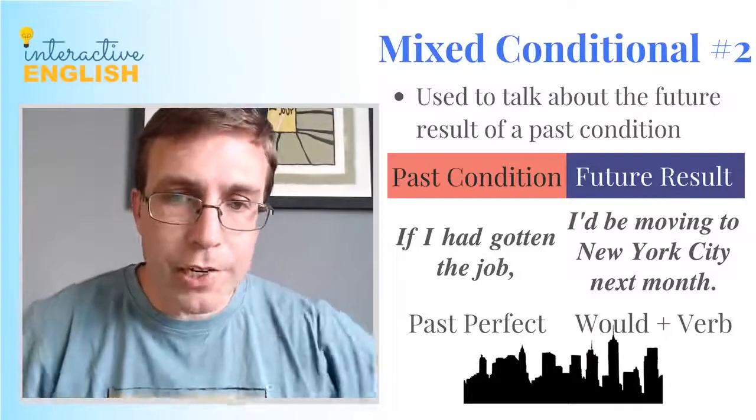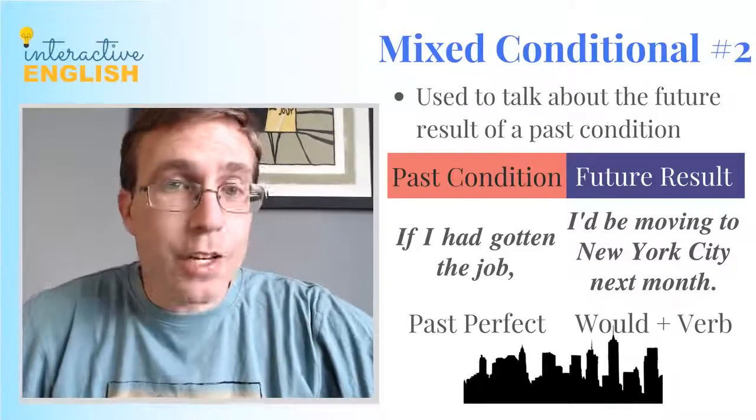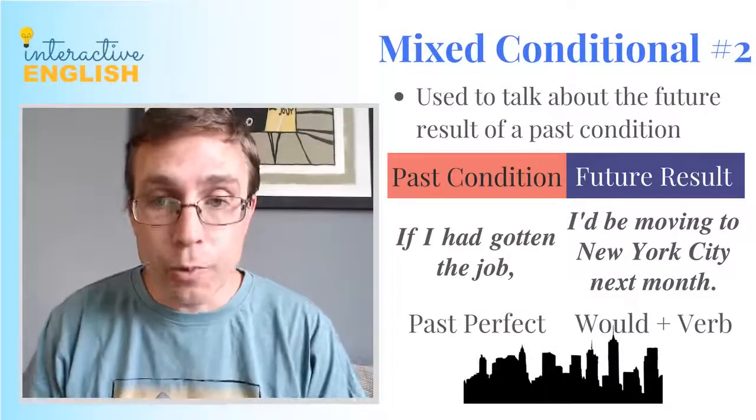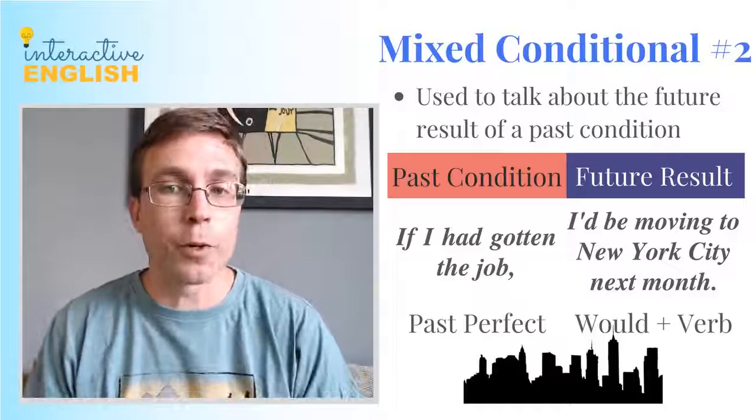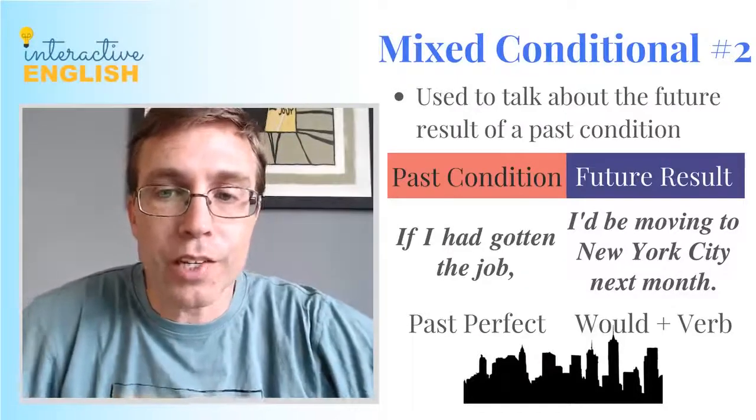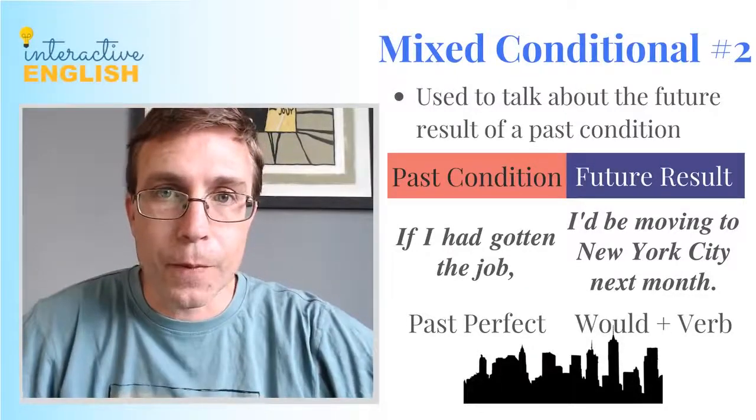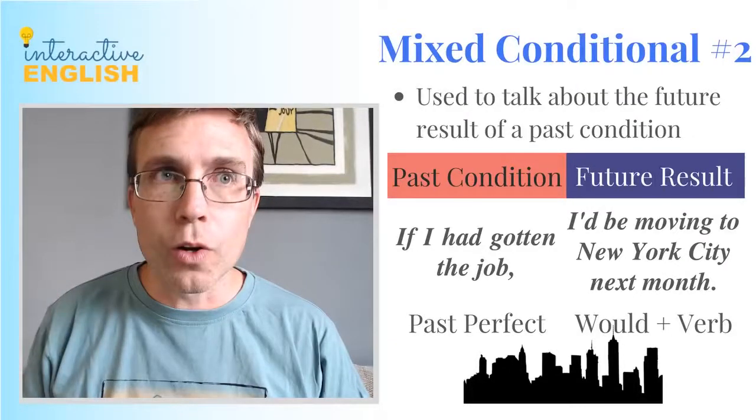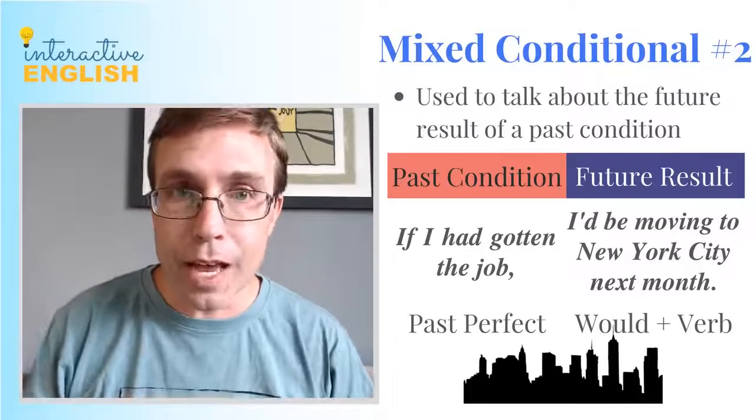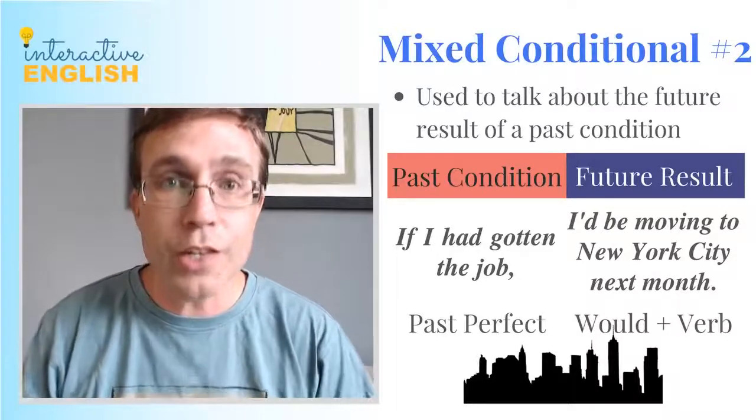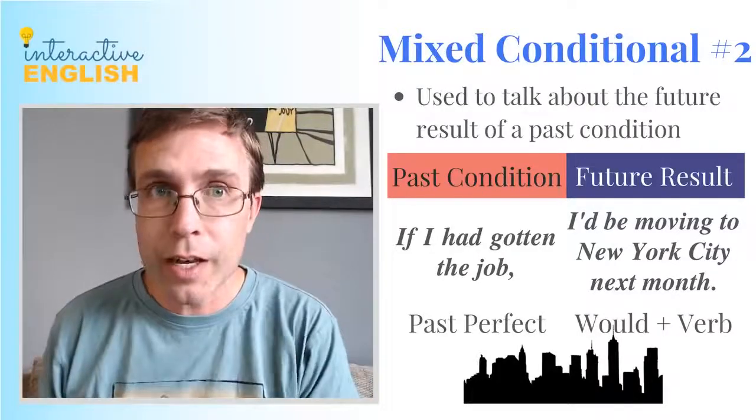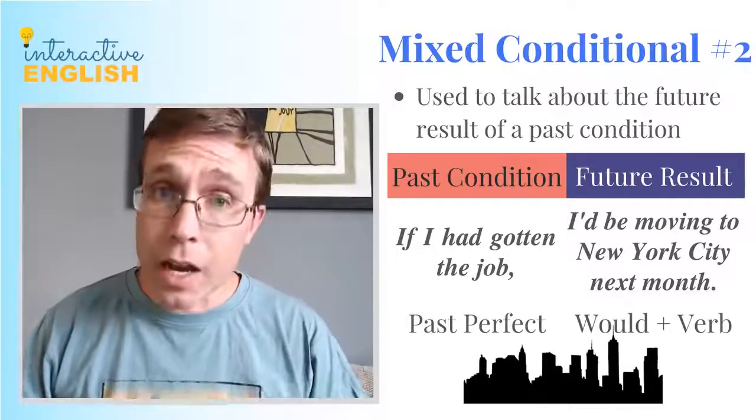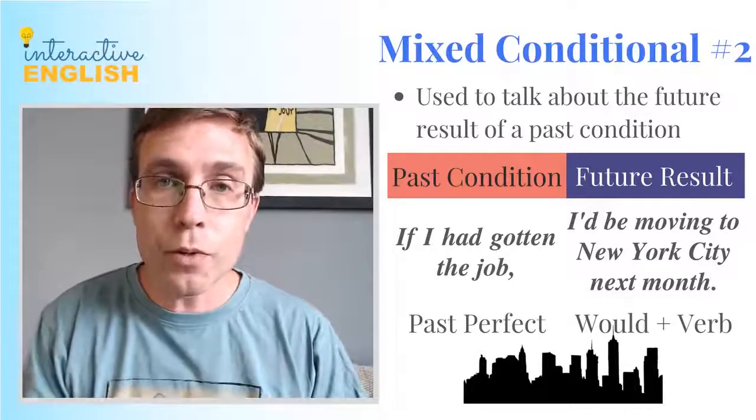So my past condition, if I had gotten the job, is the past perfect. My future result, again, would plus the base verb. I'd be moving to New York City next month. Okay? Now, when we're talking about the future result, I think oftentimes you might have it with the continuous tense, I would be moving. That's not always the case. I think the real key would be the context.